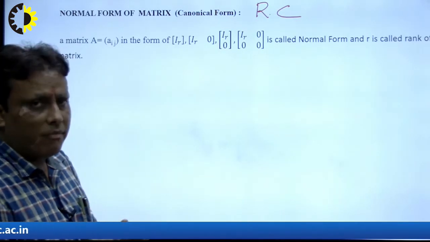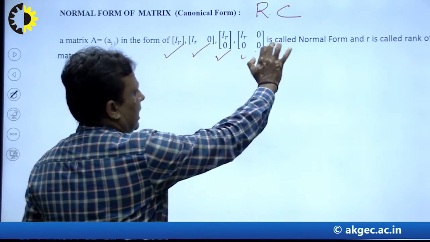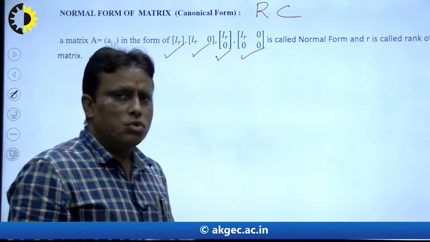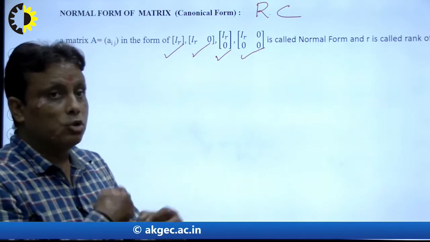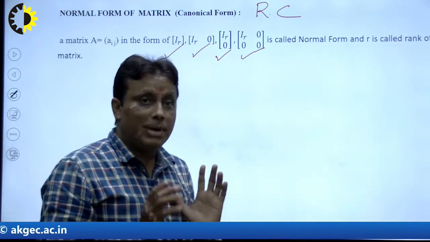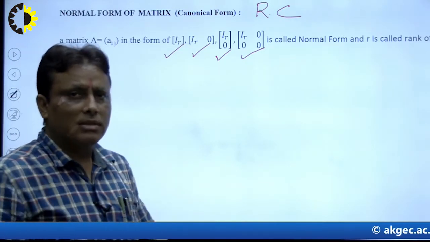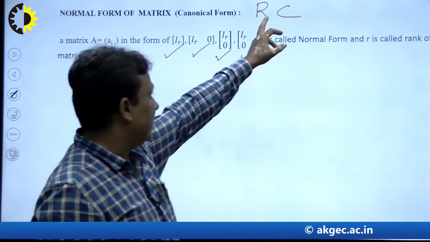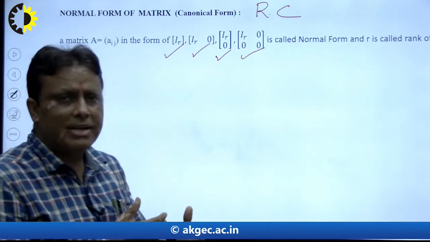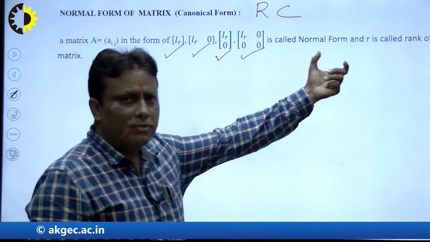So there are 4 normal forms: first normal form, second normal form, third normal form, and fourth normal form. Suppose I want to calculate normal form, so we use row and column operations both together. In echelon form we use only row operations or only column operations, but in normal form we use row and column operations together. Due to this reason, this is known as RC form, row and column form. So how to make an identity matrix with the help of a given matrix? This is known as normal form, and R will be the rank of the matrix.